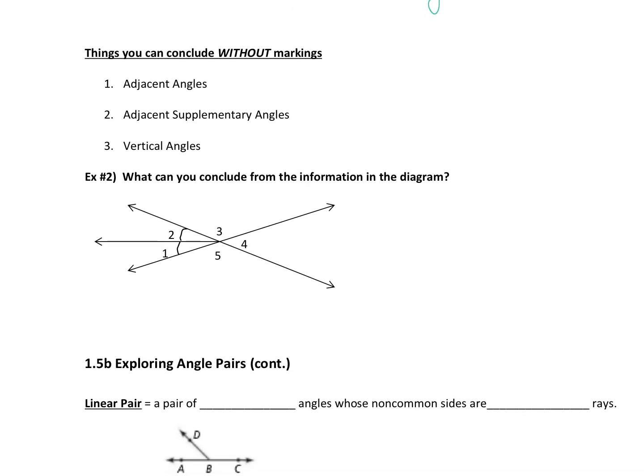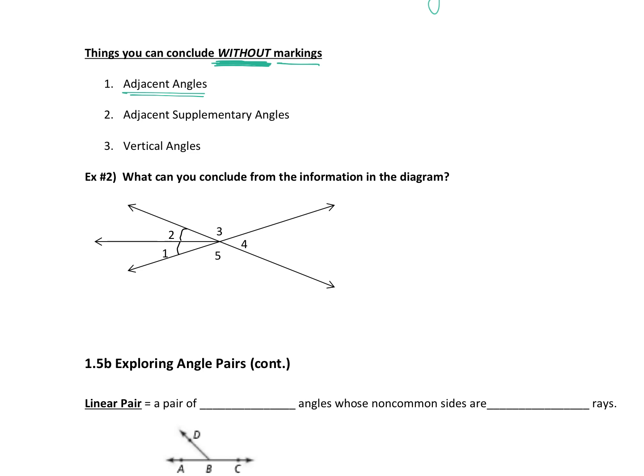Last thing. So this part of it is all about assumption. What are you allowed to say? I know that's true, even if they don't tell us that it's true. Hey, stay with me. So here it is. There are three things that they can tell you without being marked. They don't have to put the little arcs or the little hash marks. We just know that they're true. One of those is adjacent angles.